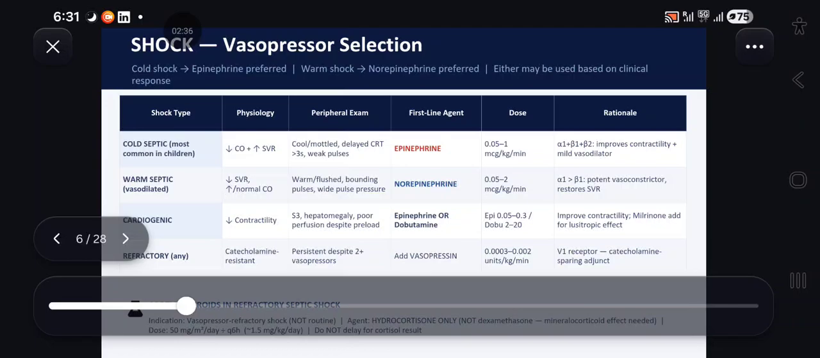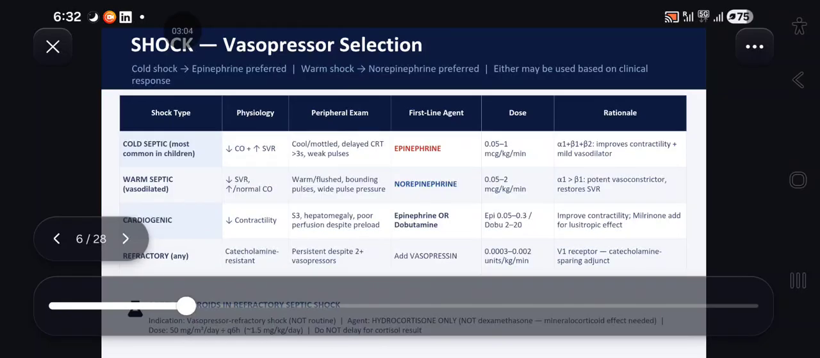Warm shock means the heart is still working properly, but the problem is in the fluid volume, in the blood volume, or in the abnormal vasodilatation, as we said in septic shock. So we need something to counteract the vasodilatation of the vessels. So we use a vasopressor acting only on blood vessels, causing vasoconstriction with less effect on the heart.